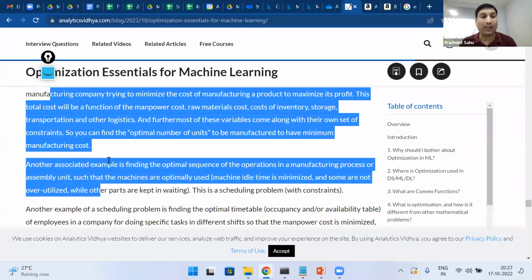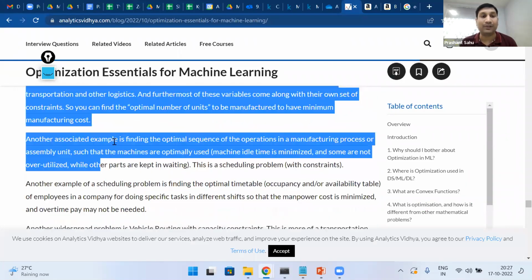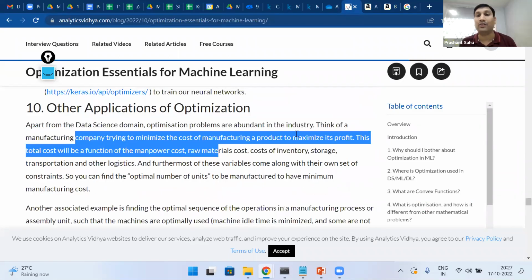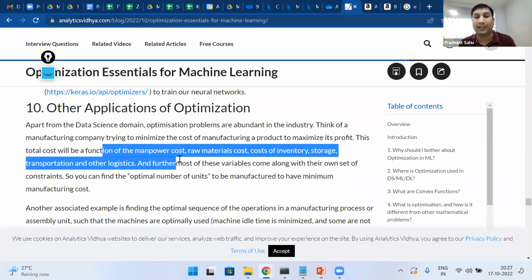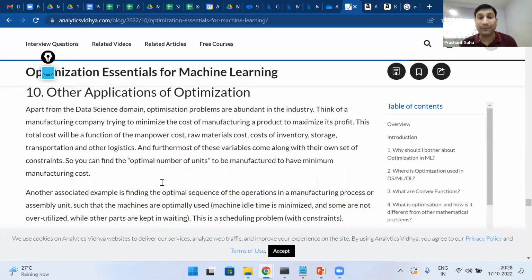Let's say you want to minimize the cost of manufacturing a product. You can express that cost in the form of manpower cost, raw material cost, inventory cost, transportation cost, logistics. Once you have all the numbers, you can make a mathematical expression and minimize that. For that, you will have to use the minimizer. I have already shown you the scipy.minimize function, right? That is what people are doing.